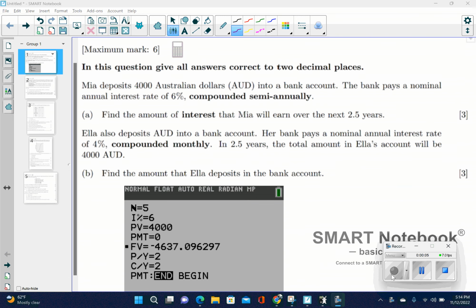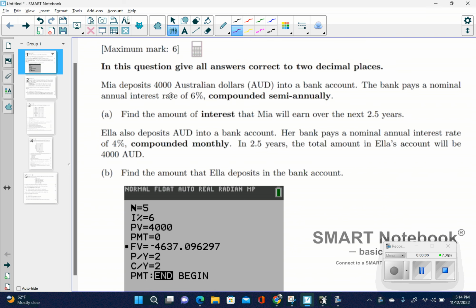So for the first question, Mia deposits $4,000, Australian dollars, into a bank. The bank pays a nominal interest rate of 6%, so that's our rate, and it's compounded semi-annually. So if something happens semi-annually, then the number of periods is going to be 2. That happens twice a year. So the K is equal to 2.